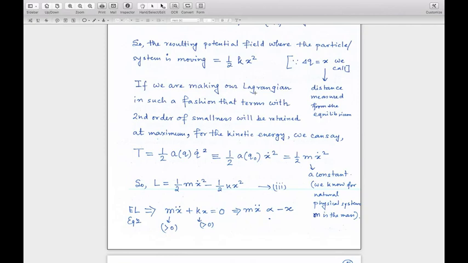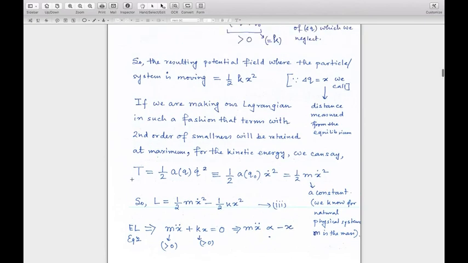Now, if we are making our Lagrangian in such a fashion that terms with second order smallness will be retained at maximum, just to be compatible with the order of smallness of the potential contribution, we can say that T, which is half A of Q dot square, will simply be equal to half A of Q0. That means A evaluated at Q equal to Q0. I am just taking their zeroth order contribution times X dot square.